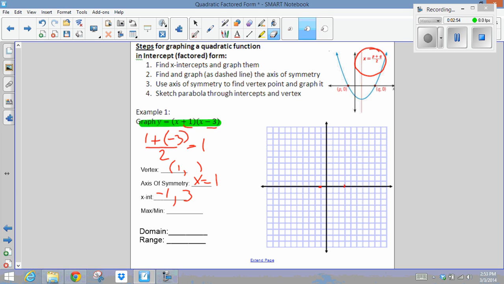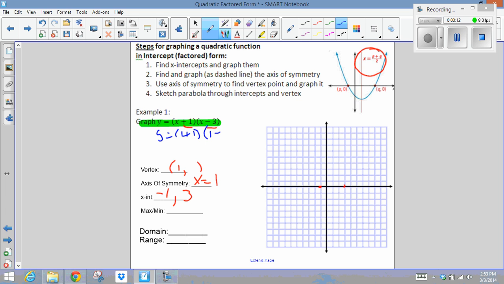Now, in order to find the y value, I'm actually going to plug my x value into this equation and solve it. So y equals (1 plus 1) times (1 minus 3). y equals 2 times -2. So y equals -4, and that's my vertex, (1, -4). So 1, 1, 2, 3, -4. There it is. And that is all I need to make a parabola.